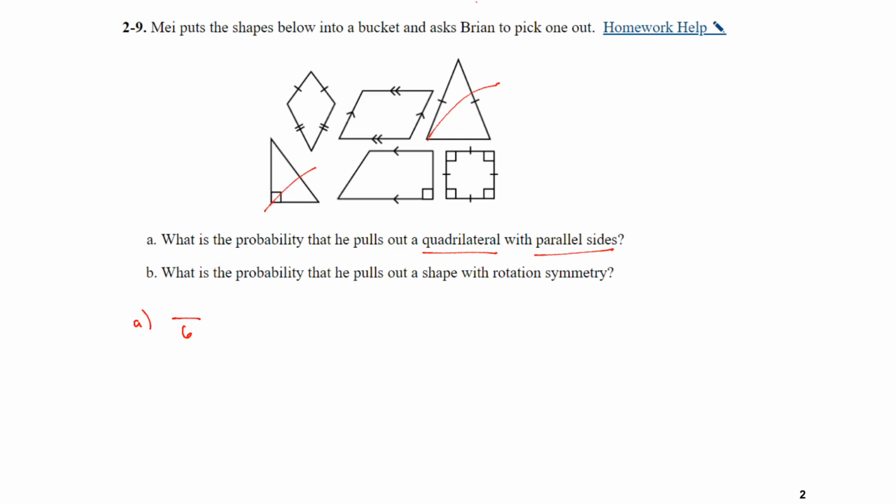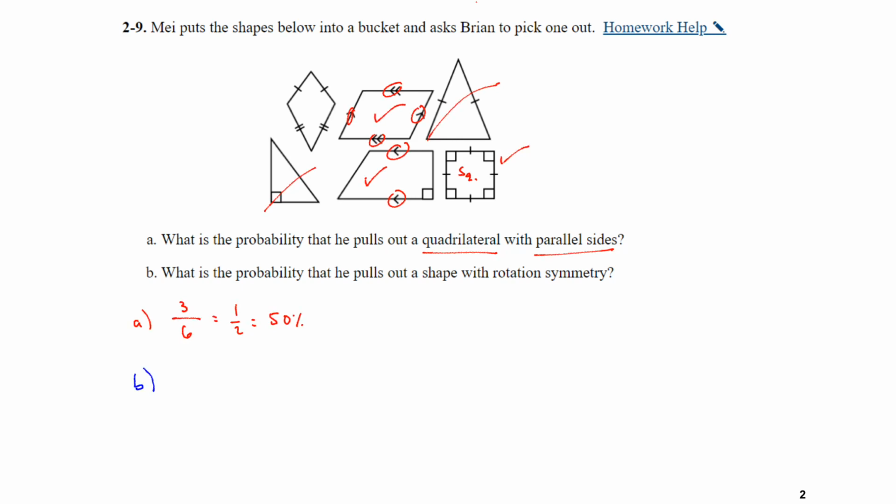So since this is a square right here, we know the sides are parallel, so that's good. Right here by the markings, it indicates that this trapezoid has those parallel sides. And then on the parallelogram, we have 2 sets of parallel sides, so that one's good. Now the kite does not have any parallel sides, so that looks like we are left with 3 out of 6. And so that would be 1/2, or if we want to write it as a percent, 50%.